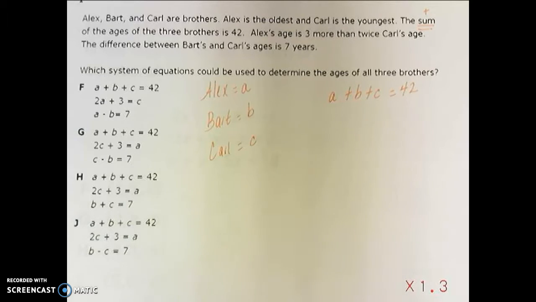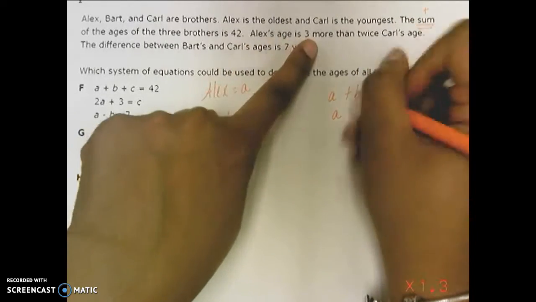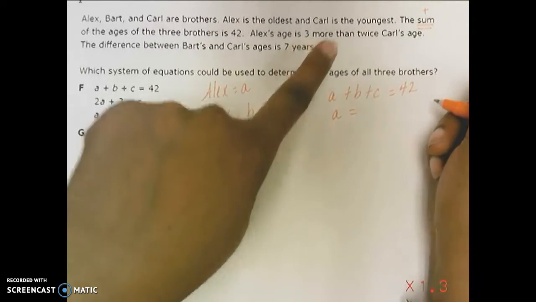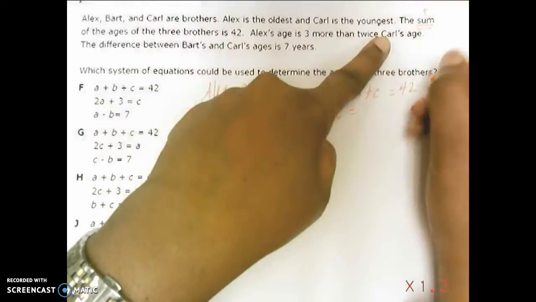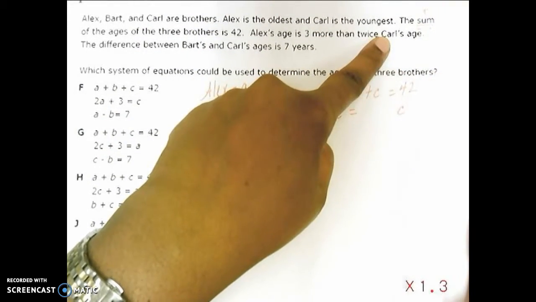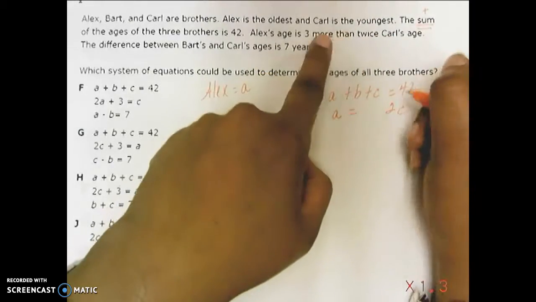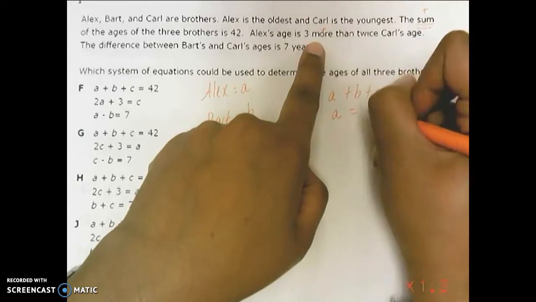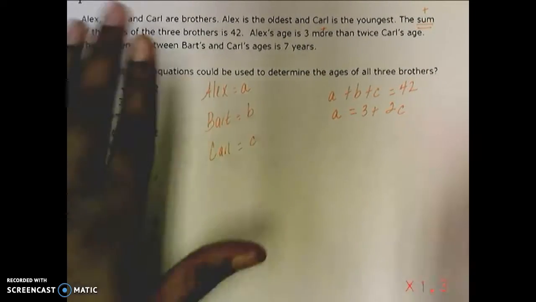Alex's age is 3 more than twice Carl's age. Alex, we represent with A. Is, in math class, equal. 3 more than twice Carl's age. Carl's age is C, and since it's twice, 2C, and it's 3 more, that's adding. So 3 plus 2C is going to be Alex's age. That's what we got from the third sentence.